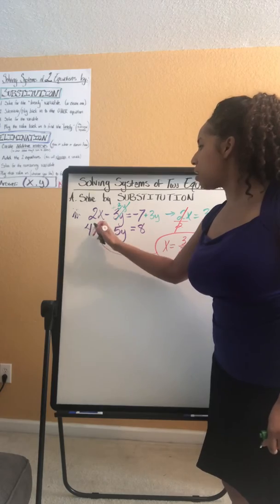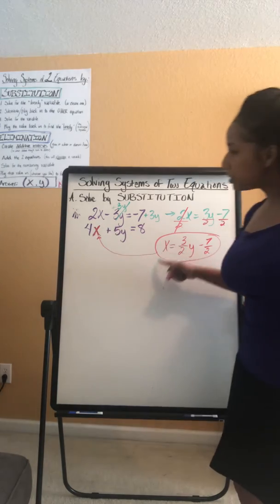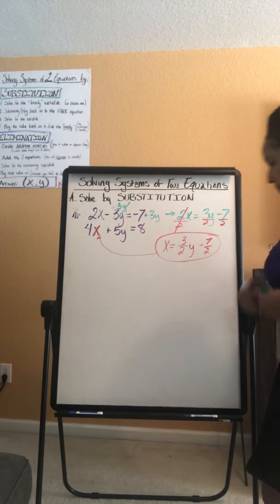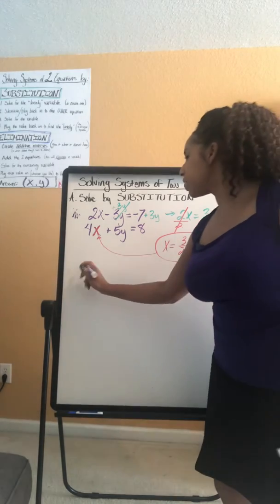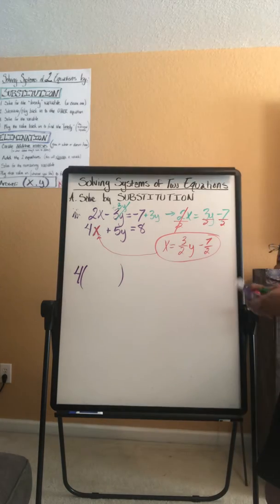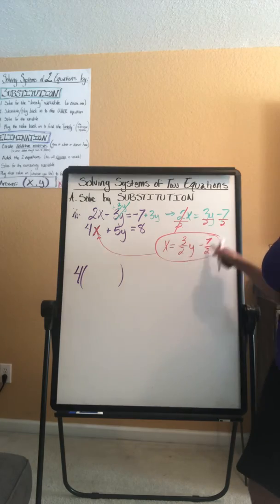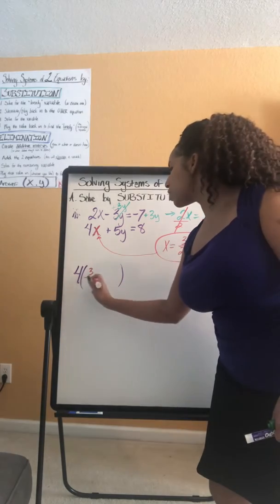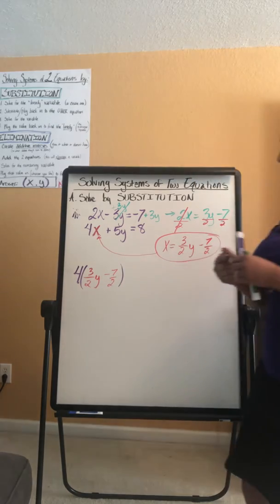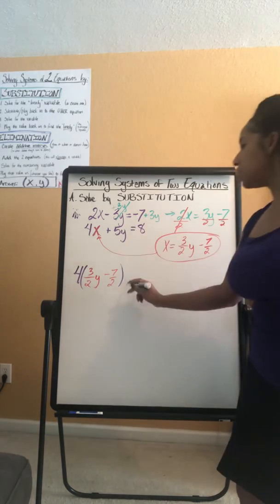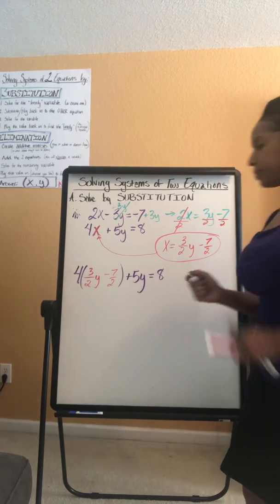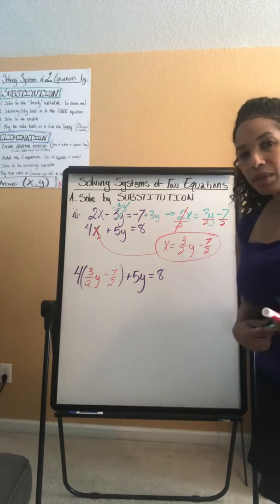Because x is what I solved for, instead of x, I will plug in all of this with the fractions. So I'm going to rewrite the second equation, which is 4, and instead of an x, I'm going to replace the letter x with all of that. So 3 over 2y minus 7 over 2, and continue the rest of the equation. So plus 5y equals 8. Okay, so I just need to solve this.